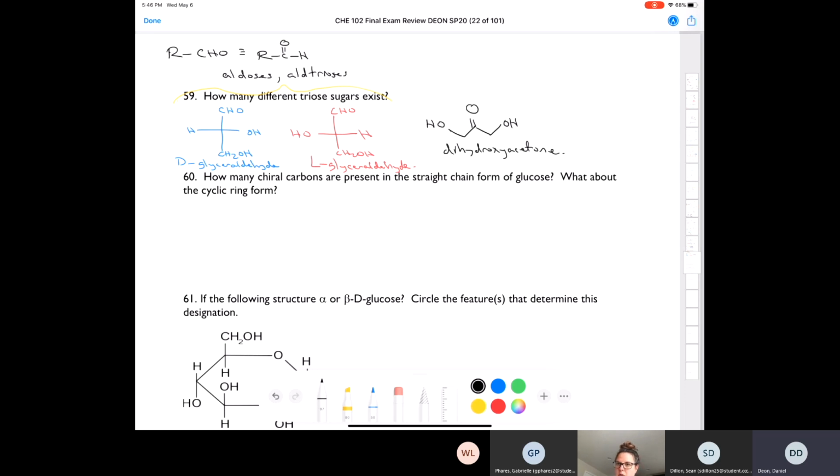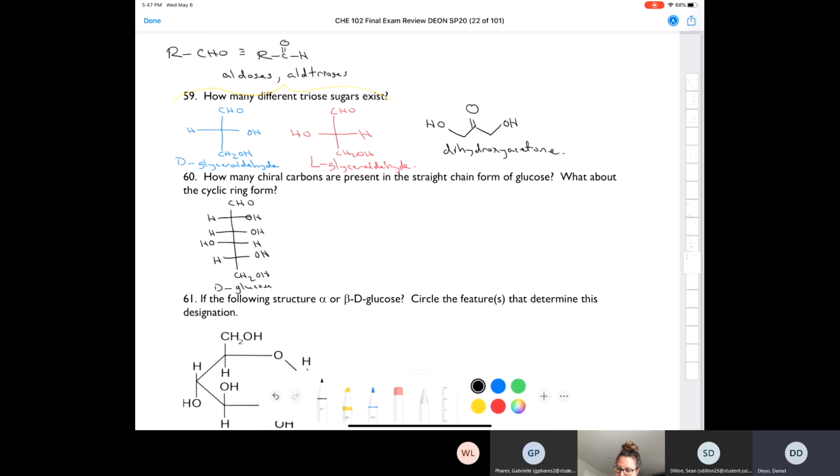Anyhow, there we go. Let's move on to the next question, which says, how many chiral carbons are present in the straight chain form of glucose? What about the cyclic ring form? You don't have to have the structure of glucose memorized. I'll draw it out here for us. So I'll put here D-glucose. Oops, I'll have to fix that a little bit. There we go. So this is D-glucose.